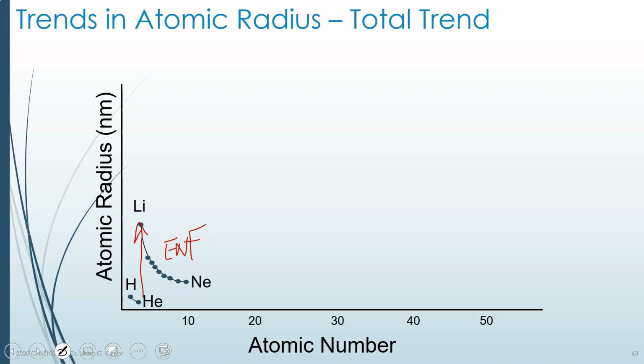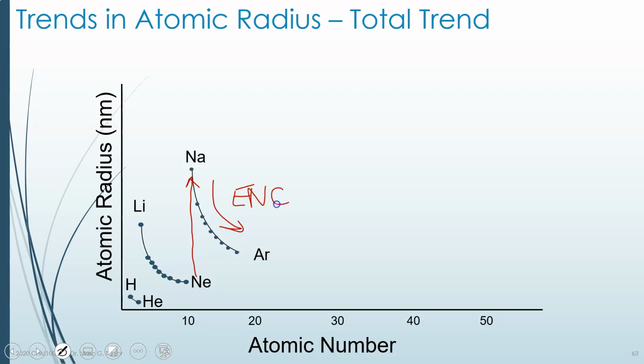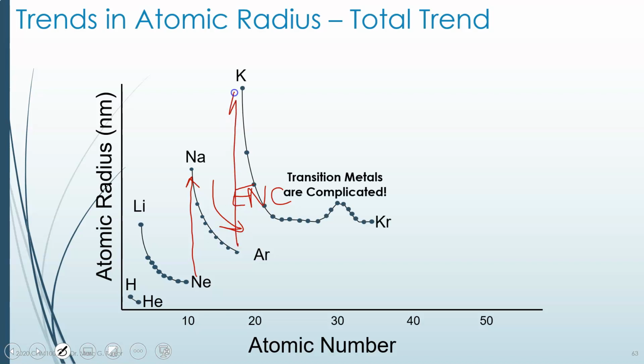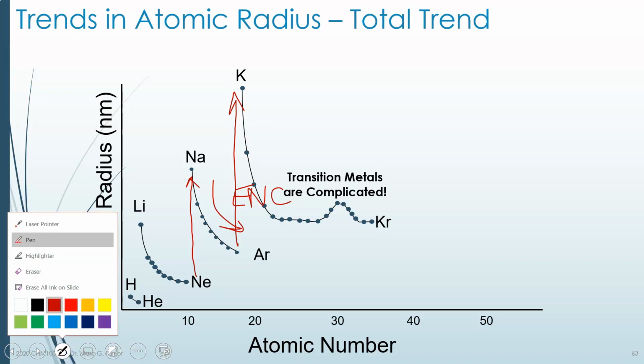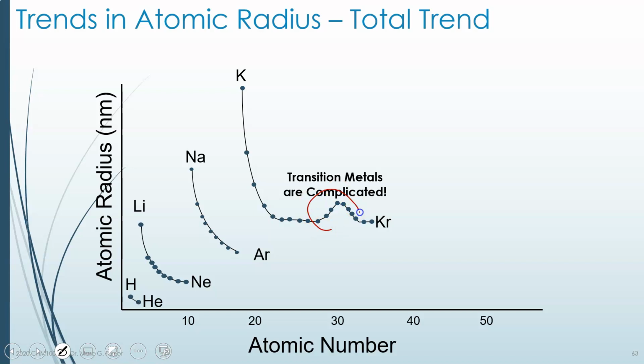And then once you're here after neon, well, the next atom is sodium, Na, in the next row, and boom, you get a huge jump up to sodium, and then it trickles down due to the effective nuclear charge or effective nuclear force. And then after argon, you go to the next row, you hit potassium, huge jump up in size, but then it trickles down because of the effective nuclear force again. And in this case, you see this little hump here.